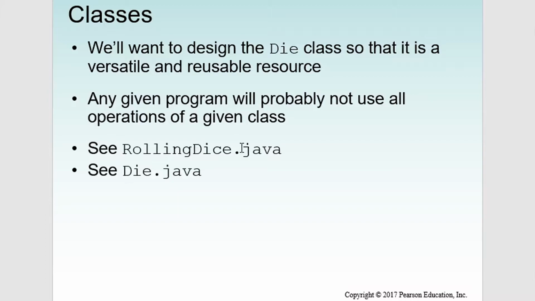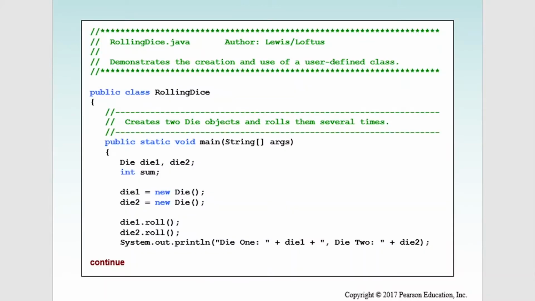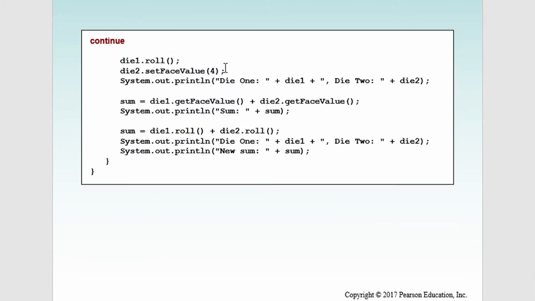See RollingTheDice.java and Die.java. Here is the example they're giving in the lecture. It's similar to what I did in my die class, but I'm going to go ahead and read through this. So they have a class named RollingTheDice. It has the main method, so this is a driver class. They declare two variables to hold a die object, and then they instantiate the die objects. They declare a variable for the sum, they roll the dice, and then they concatenate the object to a string. They roll it again, set face value, output that information. They get the sum, output the sum, roll the dice again, output the value, and output the sum.